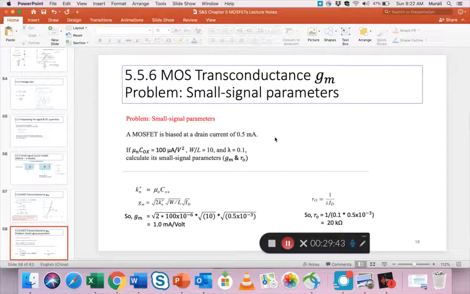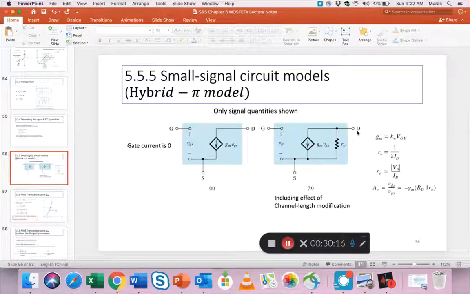0.5 milliamps. The rest of the information has to do with the process parameters, aspect ratio, and also a lambda is given. So we have to find RO. Remember, RO is used to adjust the small signal model to take care of the channel length modulation effect. Okay, so all we are being asked is to really find the small signal parameters GM and RO, right? If you go back and look at slide 56, where we have this small signal model, we basically need to find GM and we need to find RO.